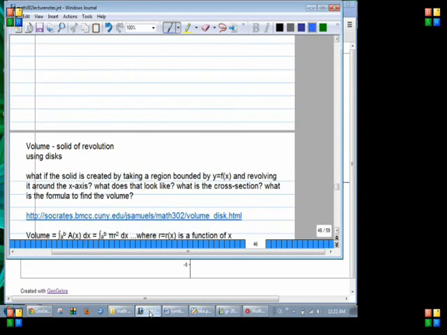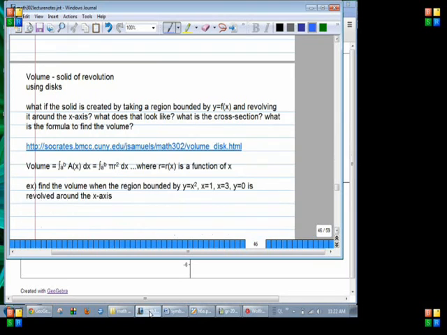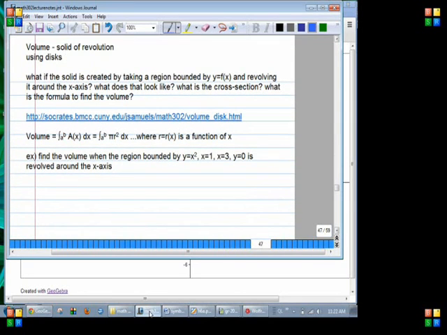Let's take a look. Okay. So let's do this problem. In some sense, this is a special case of all the work we just did, where the area isn't something in general. For a solid of revolution, the cross section is always a circle. So we're always going to use pi r squared in some way. Okay. So for this problem, find the volume when the region bounded by y equals x squared, x equals 1, x equals 3, y equals 0 is revolved around the x-axis. So again, just to understand it, let's take a look.